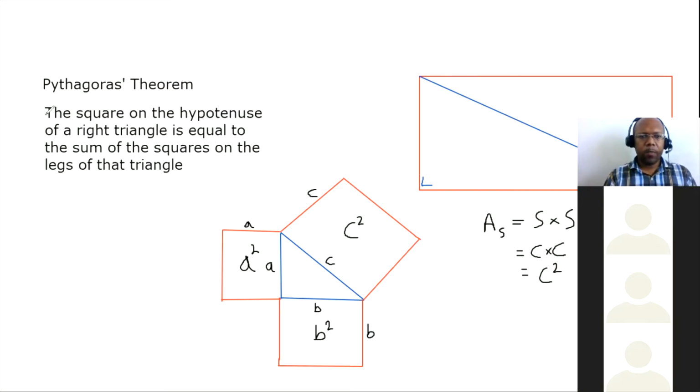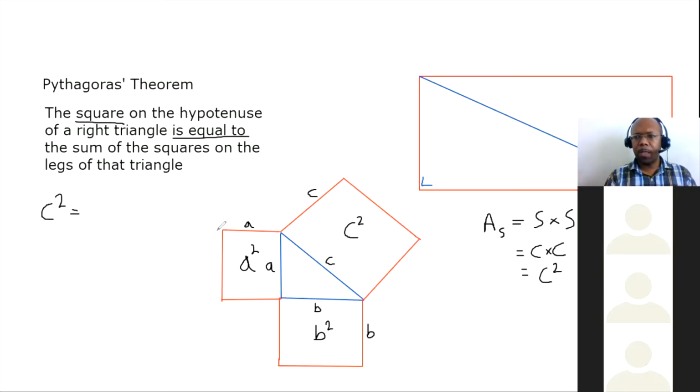So let's look at this formula here. It says is equal to. The symbol for is equal to is the equal sign, right? The square on the hypotenuse is c squared. So we can write c squared is equal to, right? The square on the hypotenuse is c squared is equal to the sum of the squares.